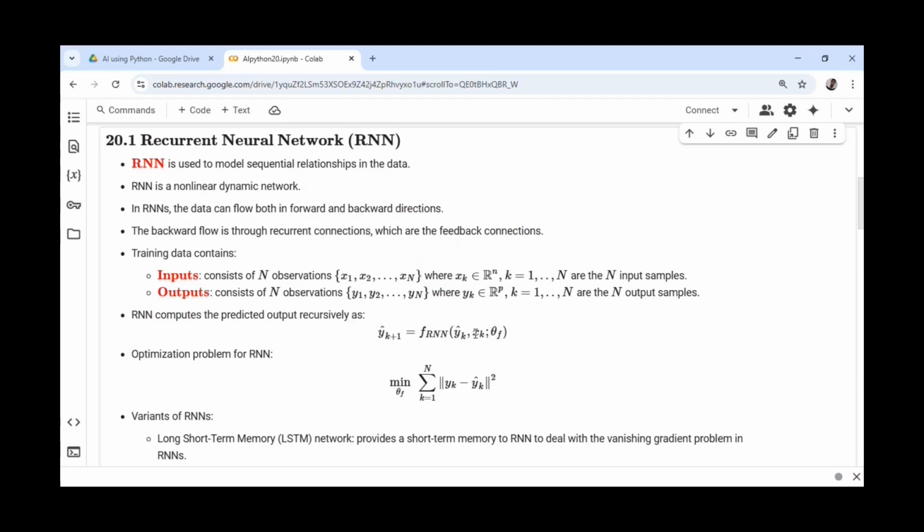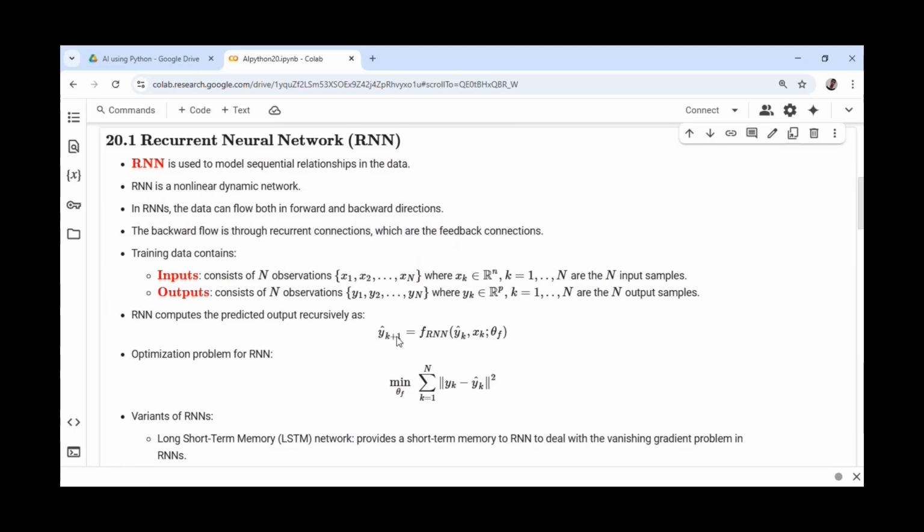The training data for RNN consists of input data which contains n observations of the input vectors and output data which contains n observations of the output vectors. Then RNN computes the predicted output recursively as in this equation, where F_RNN represents the RNN function which uses the current value of the predicted output and the current input for predicting the next value. Here theta f contains all the parameters in the RNN, which consist of weights and biases of all the layers in the RNN.